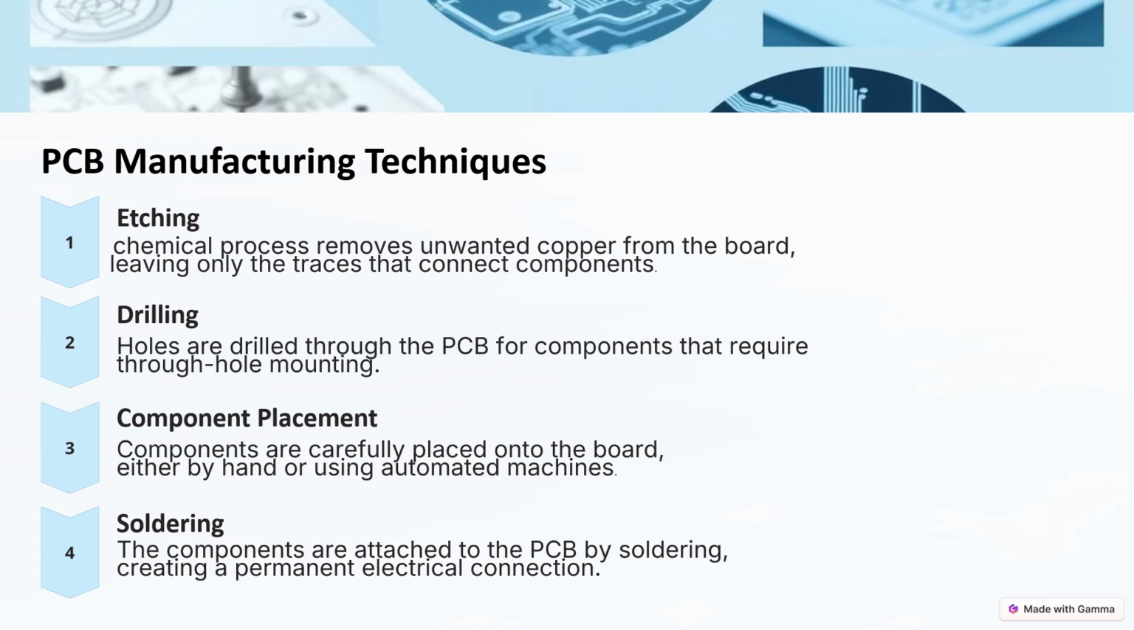PCB manufacturing techniques. Etching. A chemical process removes unwanted copper from the board, leaving only the traces that connect components. Drilling. Holes are drilled through the PCB for components that require through-hole mounting. Component placement. Components are carefully placed onto the board, either by hand or using automated machines. Soldering. The components are attached to the PCB by soldering, creating a permanent electrical connection.